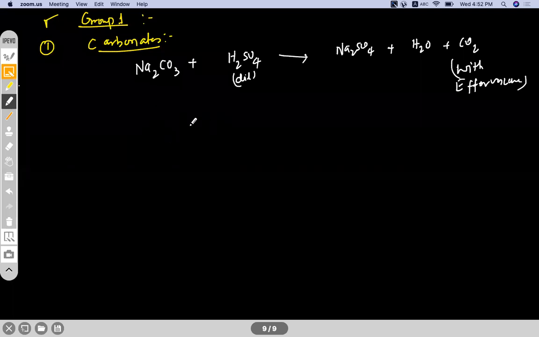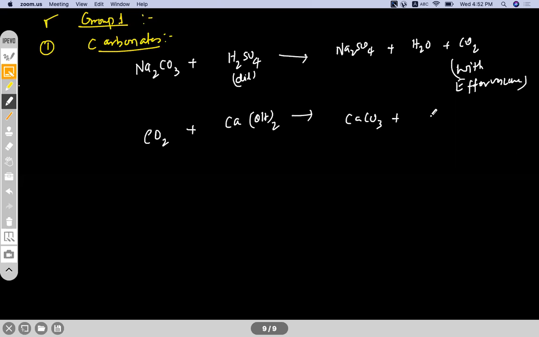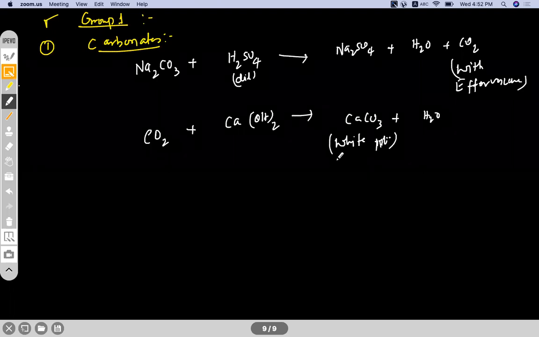Further, you see, this CO2 reacts with lime water, that is Ca(OH)2, and converts into CaCO3 plus H2O. So we have here a white precipitate of CaCO3. Correct? So these are the chemical reactions involved in this. It turns milky, a white precipitate forms.